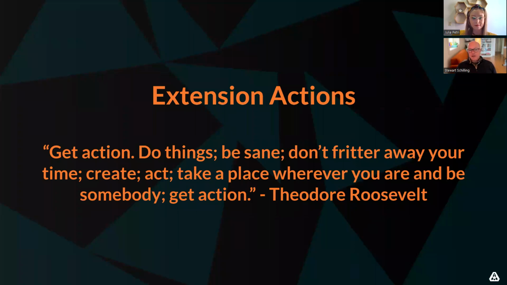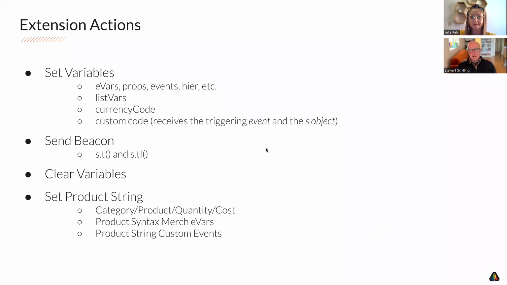So extension actions. These are the things that you're probably already used to. So our new extension provides set variables action. So you can set props, evars, events, hierarchies, even list vars and currency code. And we're respecting your custom code that you may have been using within the AA extension. So you get the triggering event passed in and the S object. We have a send beacon action. So you can send a beacon as a page view or as a custom link or download link or exit link. We have the clear variables action, and we have a set product string action, which works exactly like our AA product string builder.